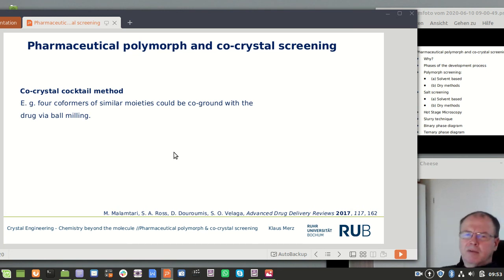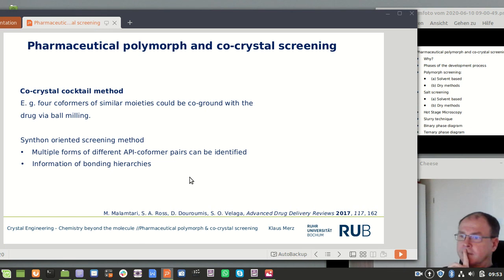There's another method. If you're looking for co-crystal screening, this is called the co-crystal cocktail method. For example, you mix your compound, your API, with four co-formers, and all together they're ground in a ball mill. Be careful, this is sometimes a nightmare, but on the other side, we can check it by powder diffraction, where you can see if something happens or not.